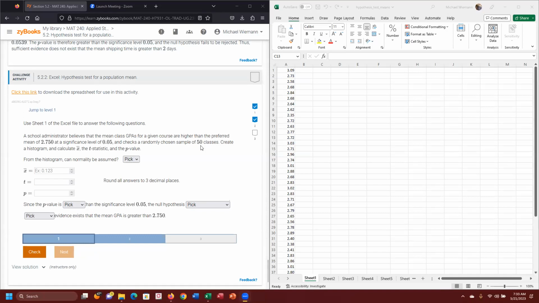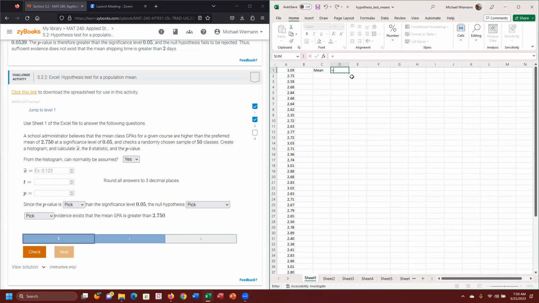Sample size is greater than 30. So by central limit theorem, it is approximately normal. We can select yes on it. Now, utilizing sheet 1, X bar is going to be the mean or the average. So I have to calculate the corresponding mean or average.